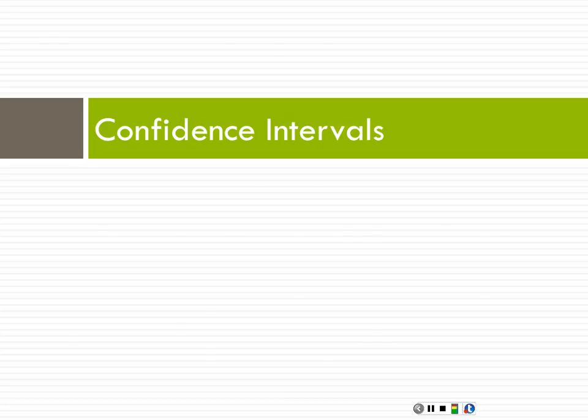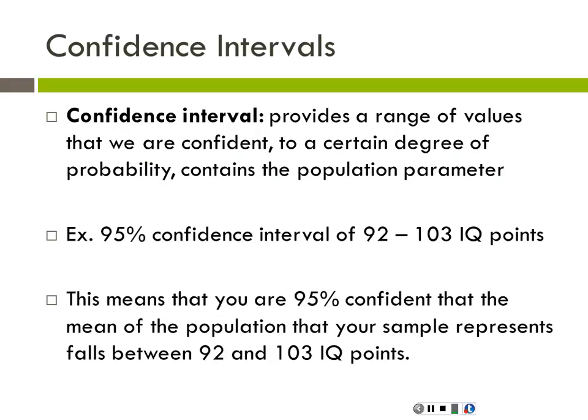So let's talk a little bit about confidence intervals. So confidence intervals are used to give a range of values that let you be a certain percentage sure, like 95 to 99% sure, or confident that the mean of the population you sampled from falls somewhere within that range. So that sounds really strange and confusing as I hear it coming out of my mouth. So let's talk more about this.